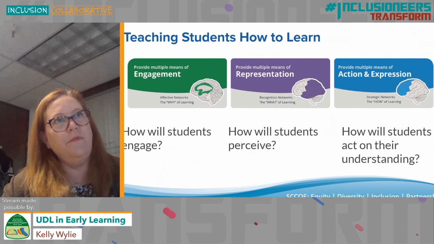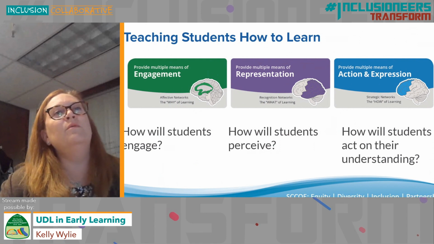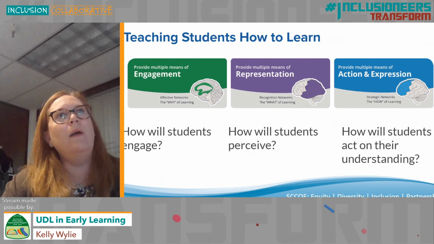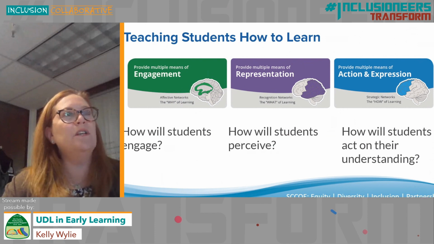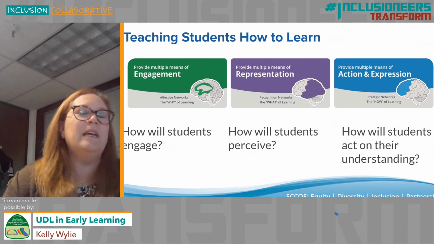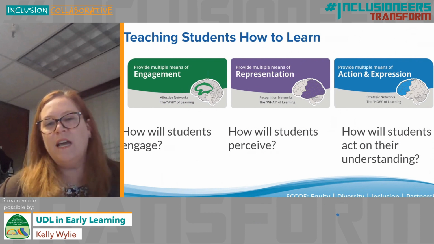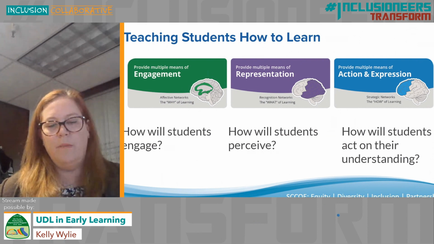As I mentioned, these are fluid. So while you are planning, you may say, oh, I really feel this falls under action and expression, but it could also be engagement. Do not spend a lot of time in the self-debate. Both are probably correct.